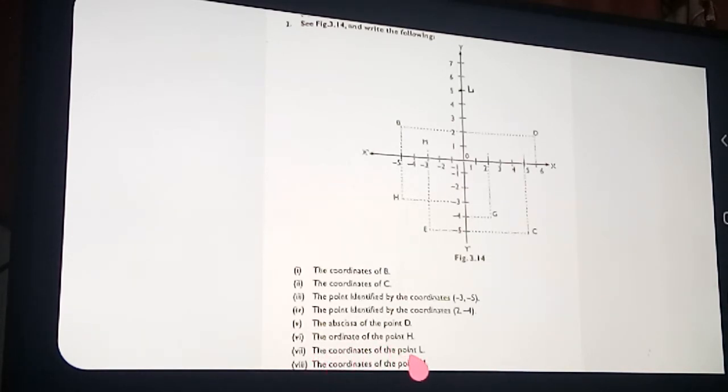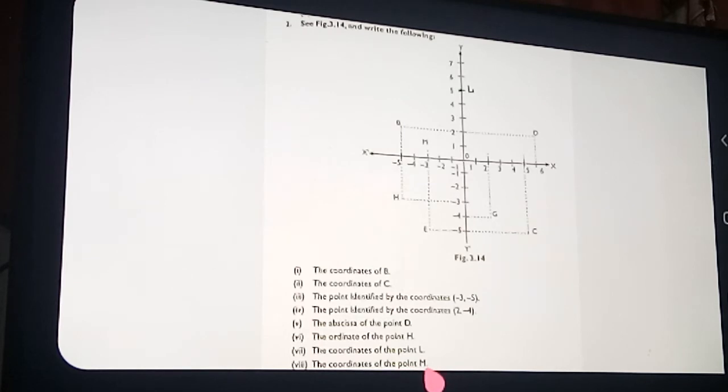See, the coordinates of the point L. You want to write the coordinates of the point L. Where is L marked? L is marked on the y-axis. Therefore, how can we write the point? Ordered pair 0, 5. It is touching at which point? 5. Therefore, ordered pair 0, 5. Okay, write down the answer. Therefore, the coordinates of the point L is the ordered pair 0, 5. Clear? And the last question.